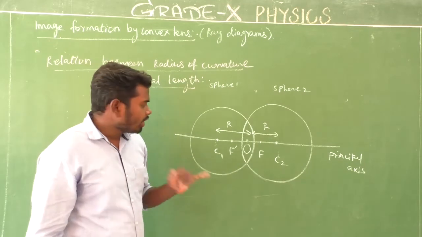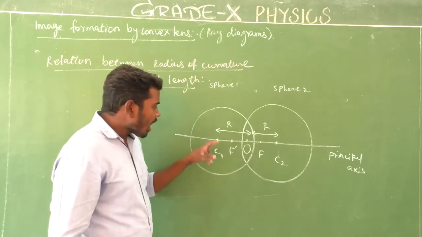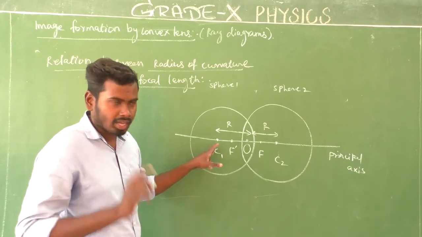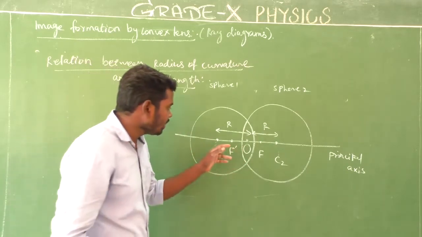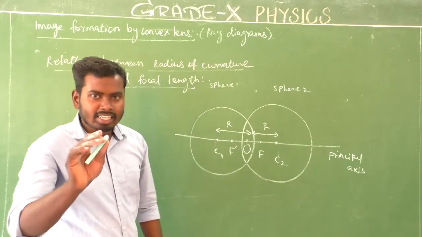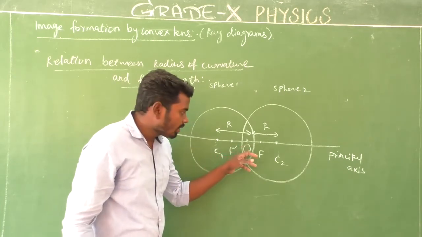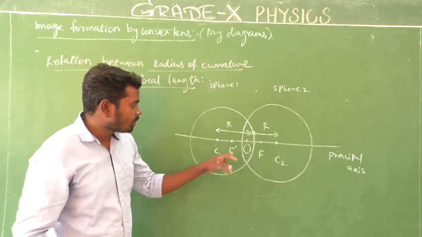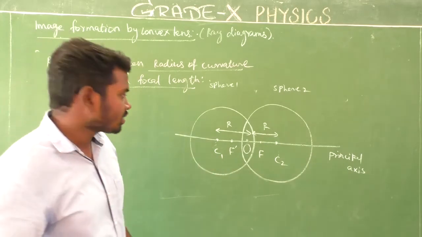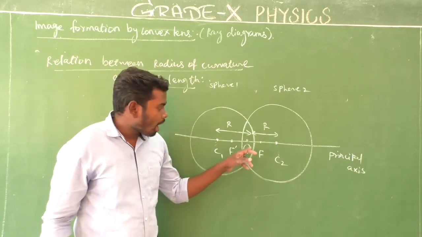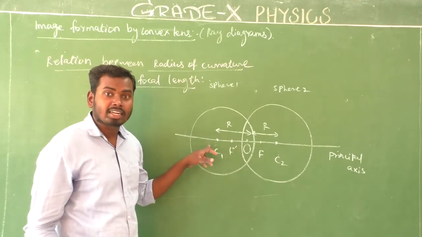So already we know the focus is placed between the optical center O and the center of curvature C. The focus is placed at equal distances, so the distance between F dash and O, the focus and the optical center, will be equal to the distance between the focus and the center of curvature. Very important point, you note this.